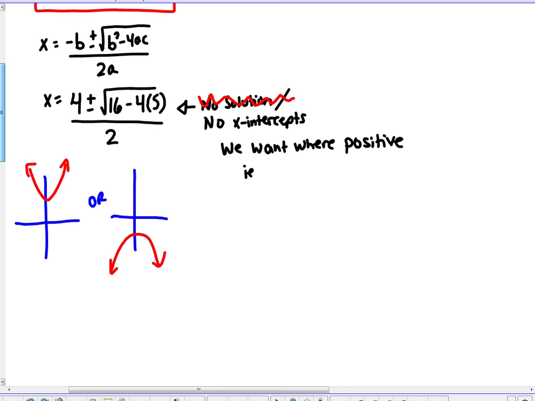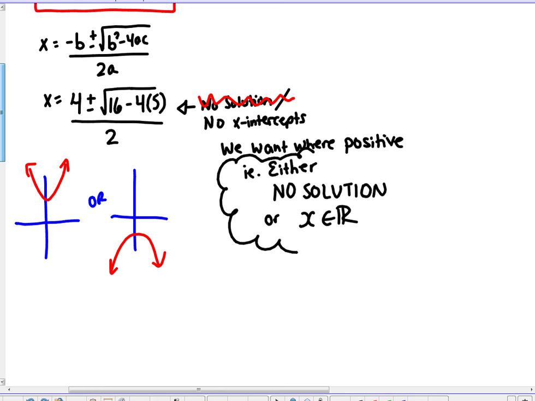So we are going to have two cases. Either, in a situation like this, you're going to have no solution, or you're going to have everything. All of them. All the x's. All or nothing. Or x is an element of the reals. Okay, that's going to be your situation. So you have to figure out, and a lot of times you can use your a value to figure this out. Is it opening up or down and there's no x-intercepts?